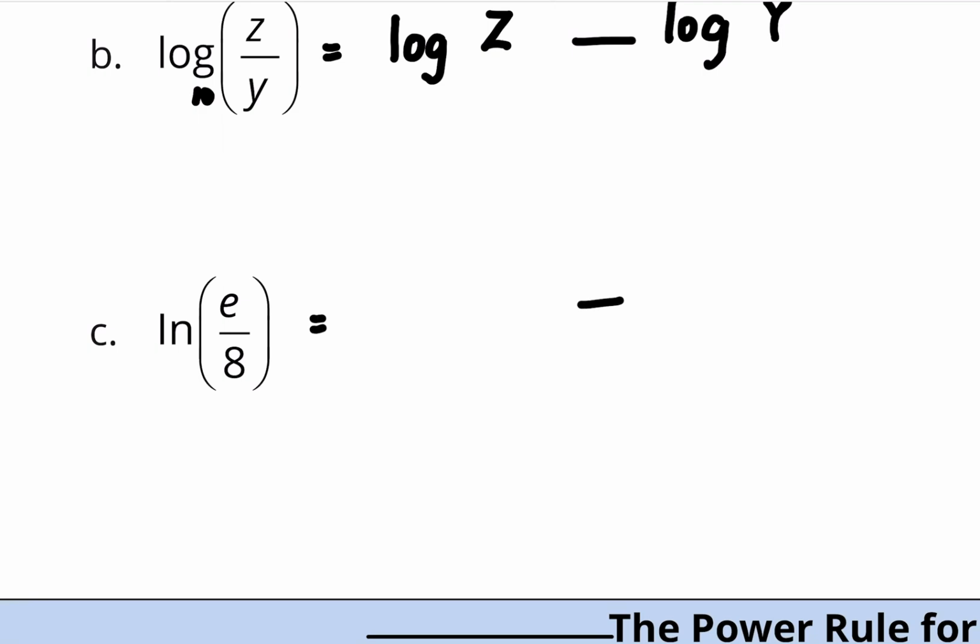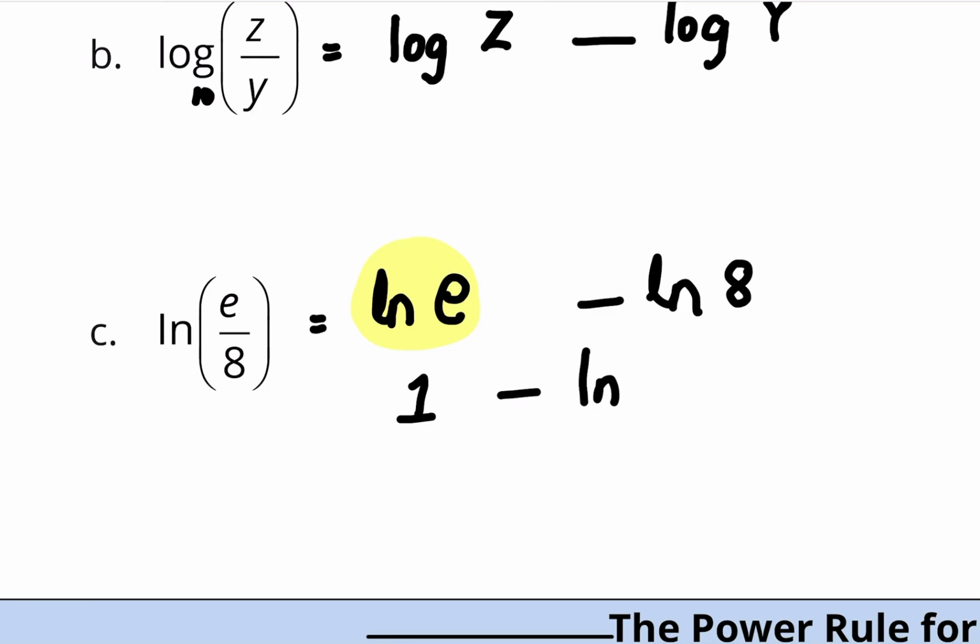Division becomes subtraction. Instead of log, I have ln, which is automatically a base e. I don't have to put that in. So e and 8. But wait a minute, what is ln e? Ln e is nothing but 1. Make sure you write this down as well. So 1 minus ln 8.